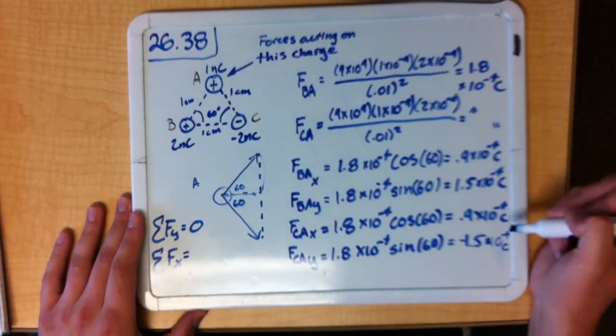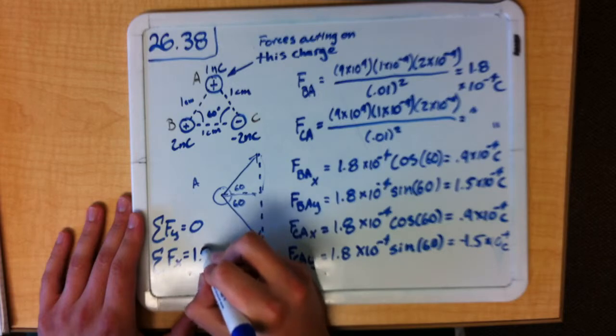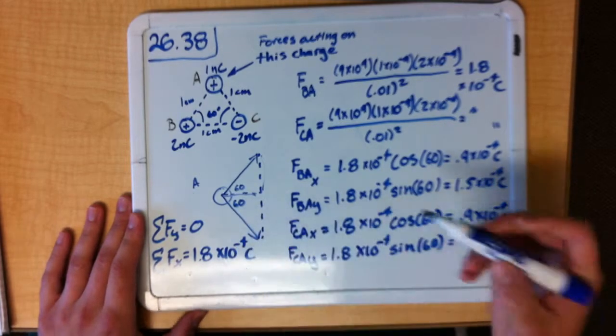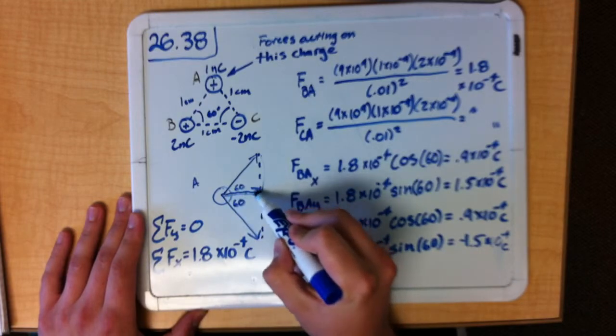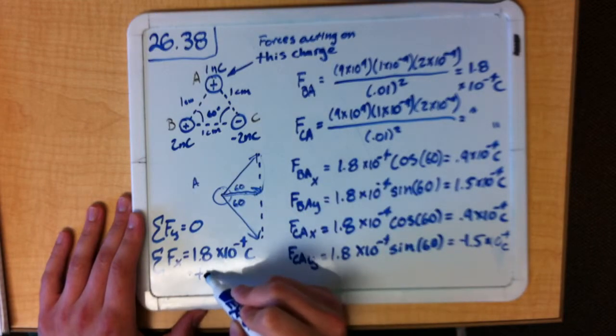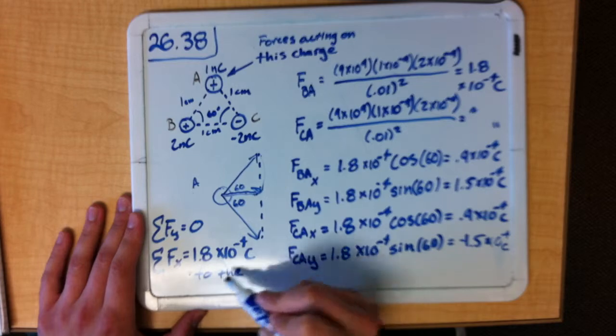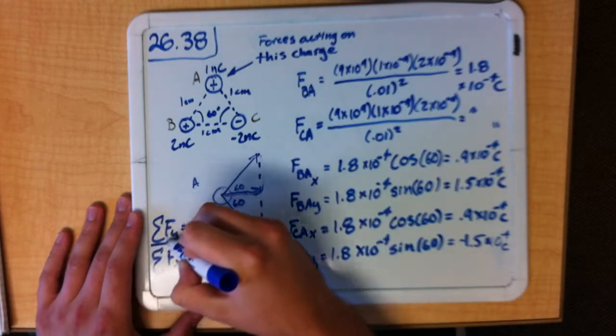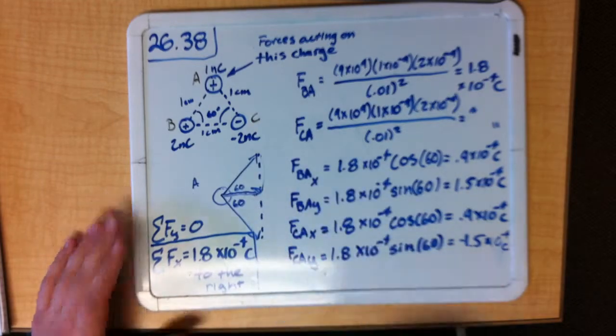And then the forces in the x turn out to be 1.8 times 10 to the negative 4th. And as you can see from this, they're both going in the right direction, so it's going to be to the right. And that is the final answer. That is the magnitude and direction of the force.